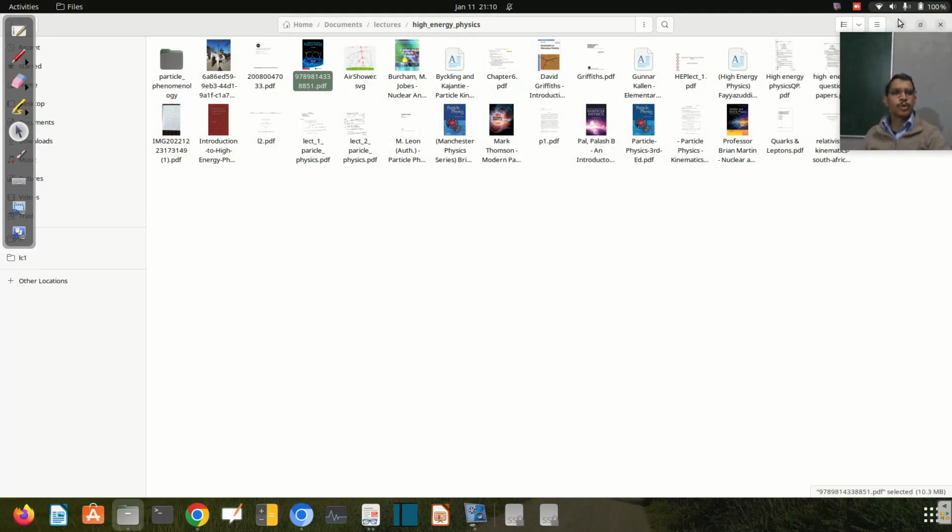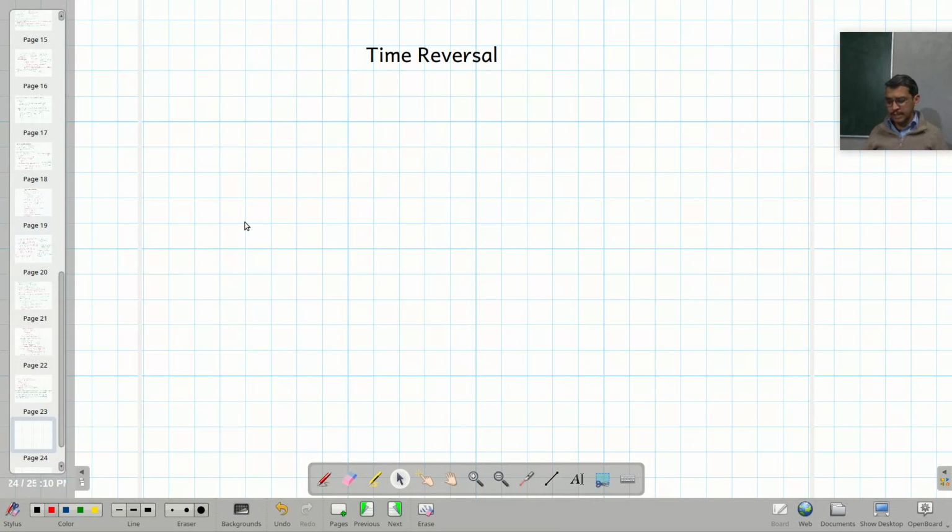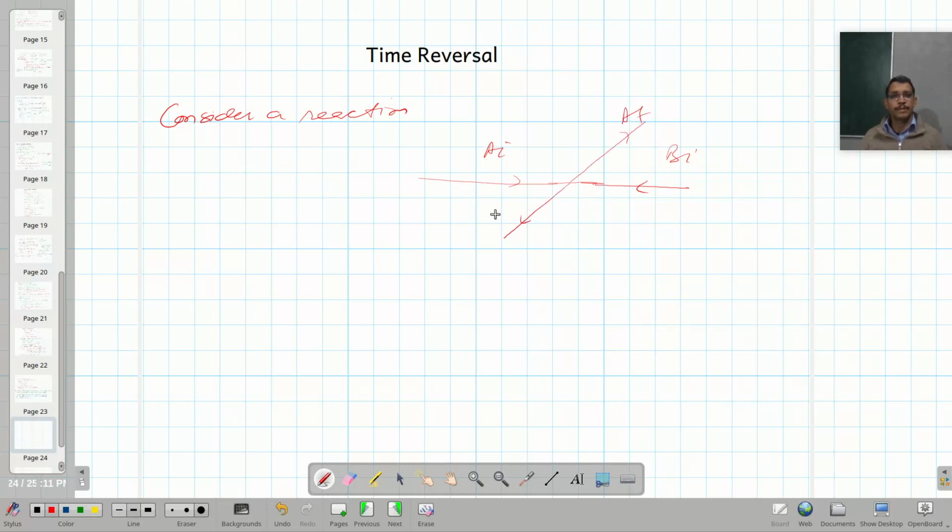So today I am going to talk about the time reversal. So let us talk about that. So consider a reaction like this. Say these are the two particles A and B, and I represents initial particles, and these will interact. After interaction they give us the particles A_F and B_F, right?